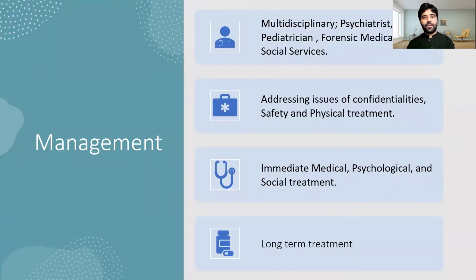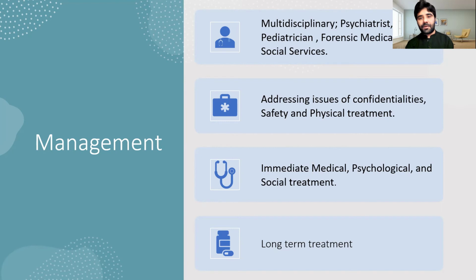It's very important to deal with child abuse or sexual abuse with a multidisciplinary team involving a psychiatrist, pediatrician, forensic medical team, and social worker. The psychiatrist has to take the detailed history and mental state, do the risk assessment, and also pay attention to the risk to other children.